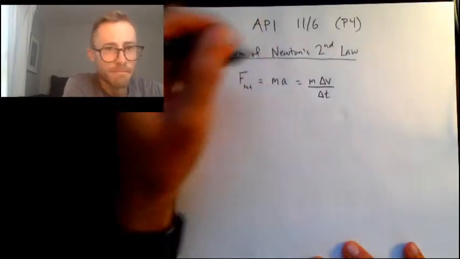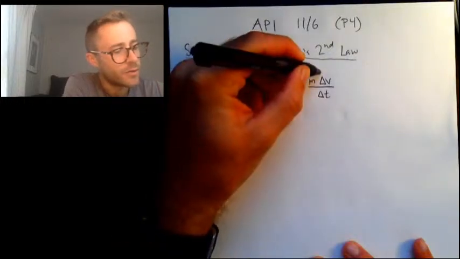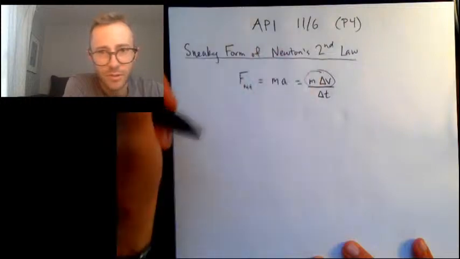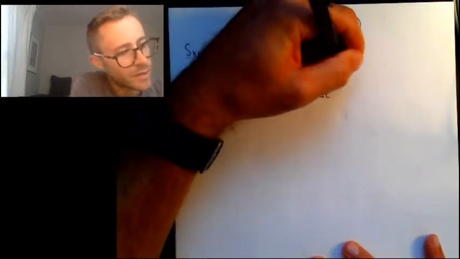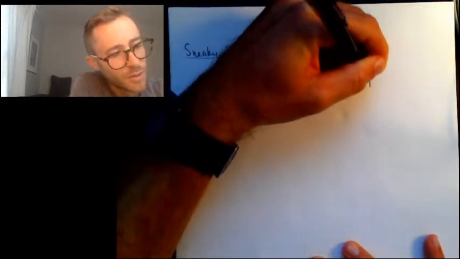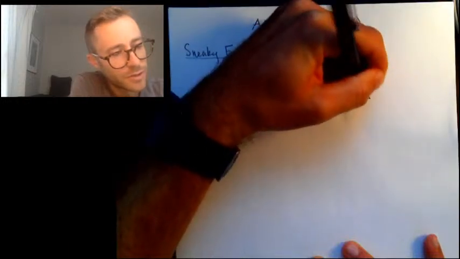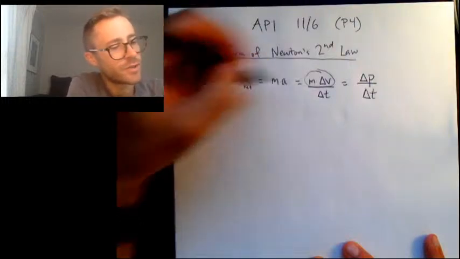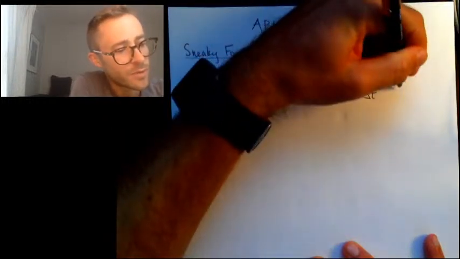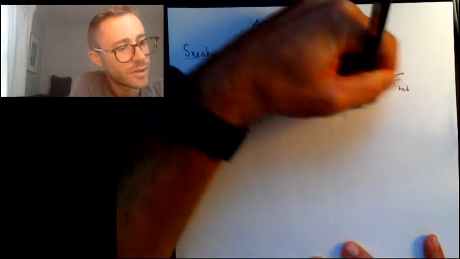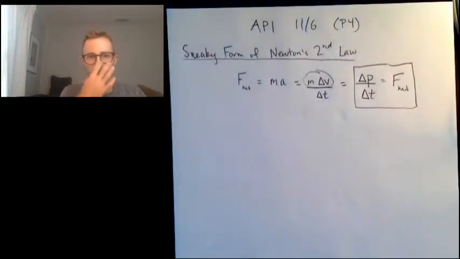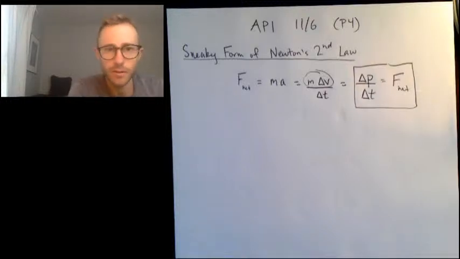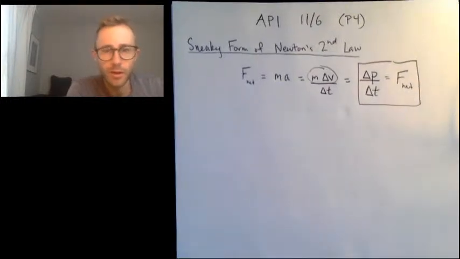Newton's second law, okay? And we can see right here that we have mass times velocity, but we have a delta in there as well. So this is actually the change in momentum divided by the change in time. So this is the sneaky form of Newton's second law. Net force is the rate of change of momentum. Okay?